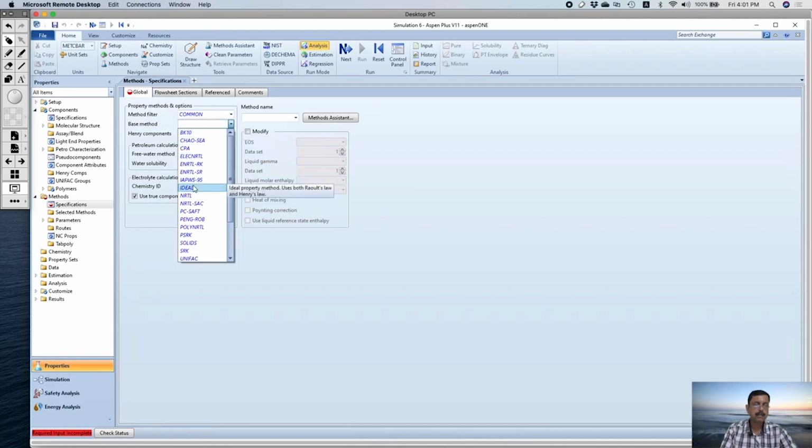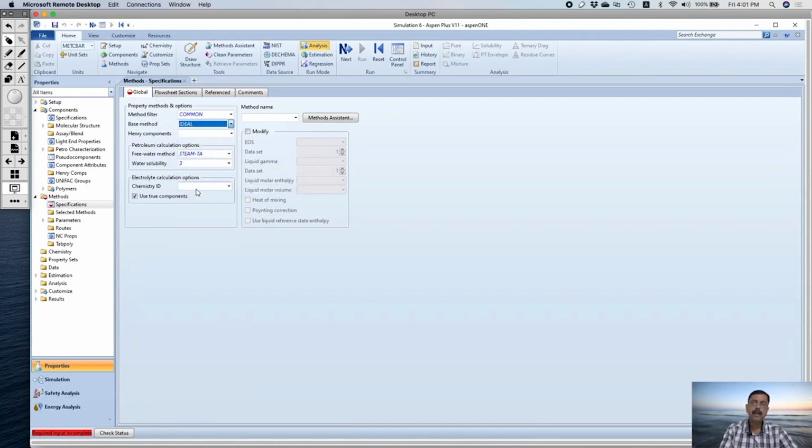So it is ideal property method, which uses both Raoult's law and Henry's law. Just place it. Now you can see here there is an icon which is half red and half white. This means that the input is incomplete. The moment input is complete, you will find a blue tick like this. So the moment I choose ideal, you see a blue tick. That means the input is complete here. Until the input is complete, you cannot find this blue tick. Now our property input is complete.